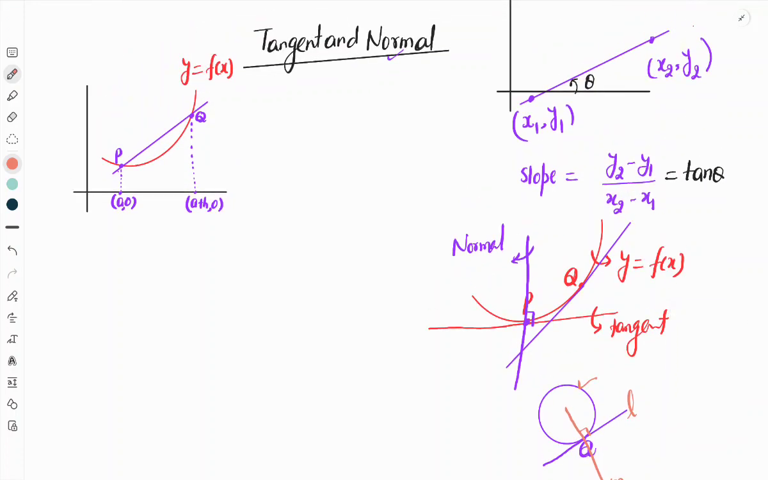So what is the normal and tangent? I think it is very clear. A line which is touching a point on the curve is called the tangent. At the same point, a line which is perpendicular to the tangent is called the normal.